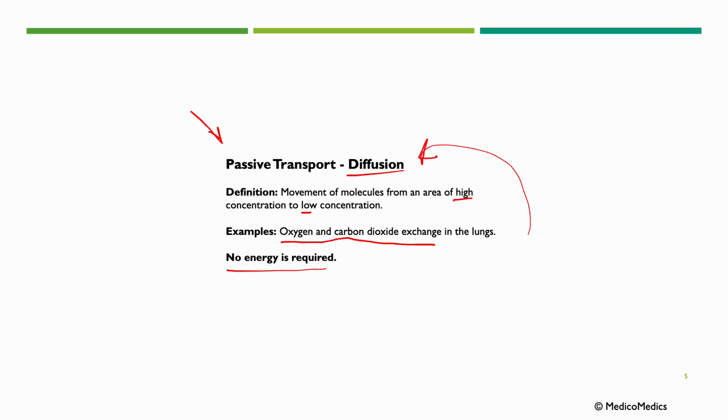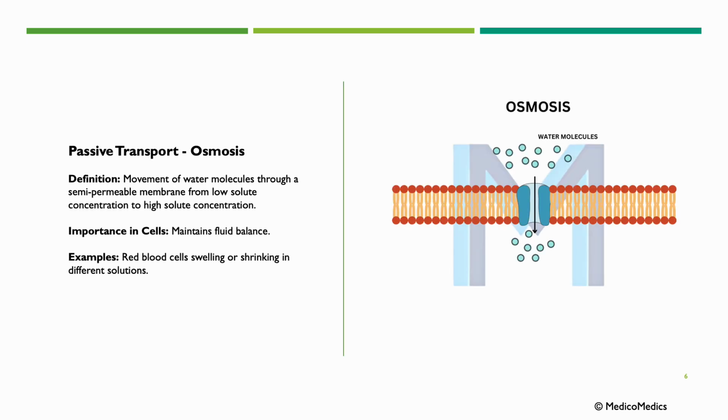Now let's look at a special kind of diffusion called osmosis. So another passive transport is osmosis. This is the movement of water molecules through a semi-permeable membrane from low solute concentration to high solute concentration. This is very important in cells because it helps maintain fluid balance.